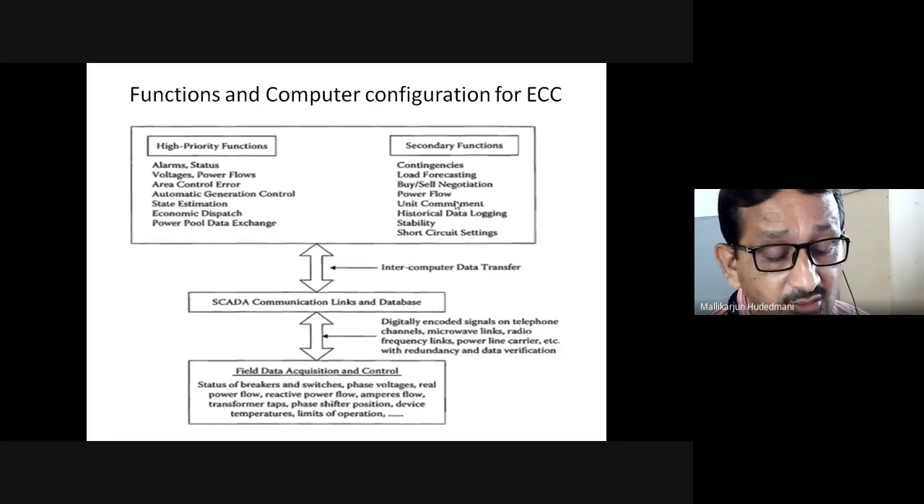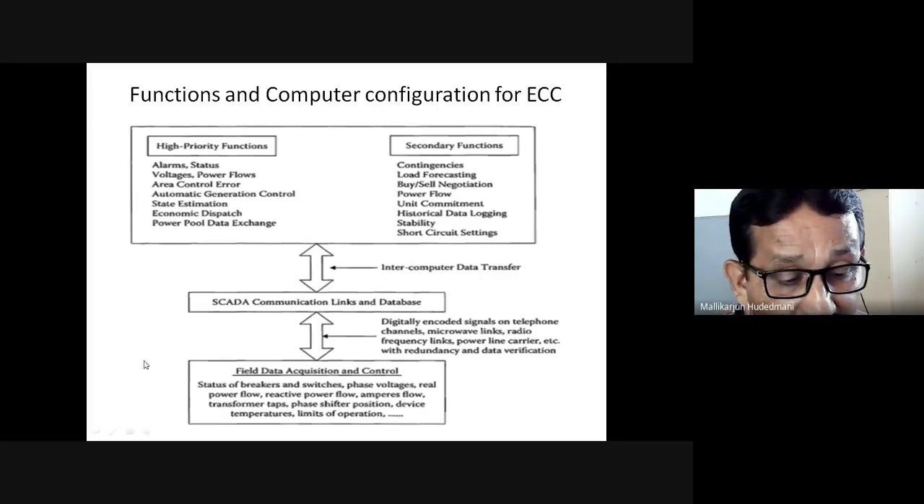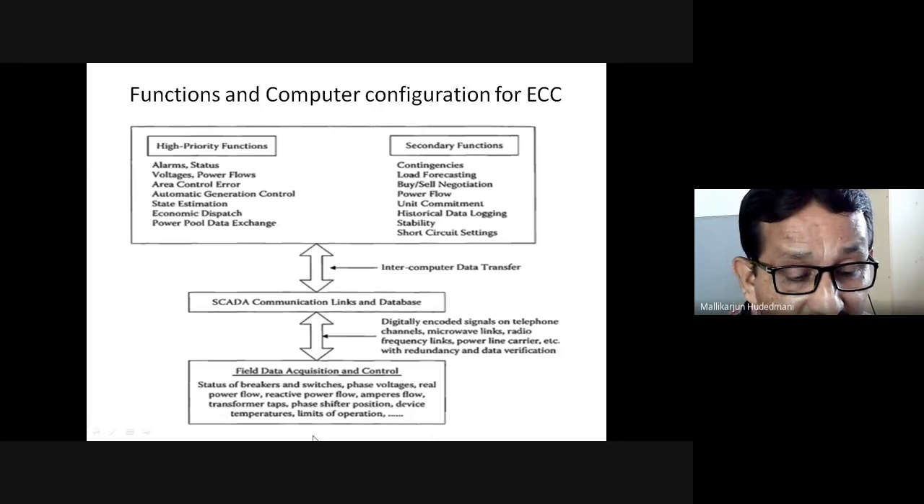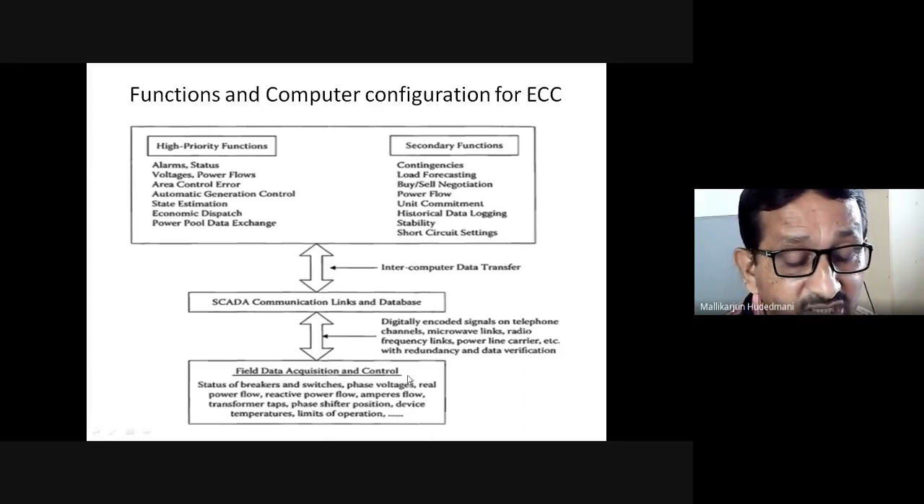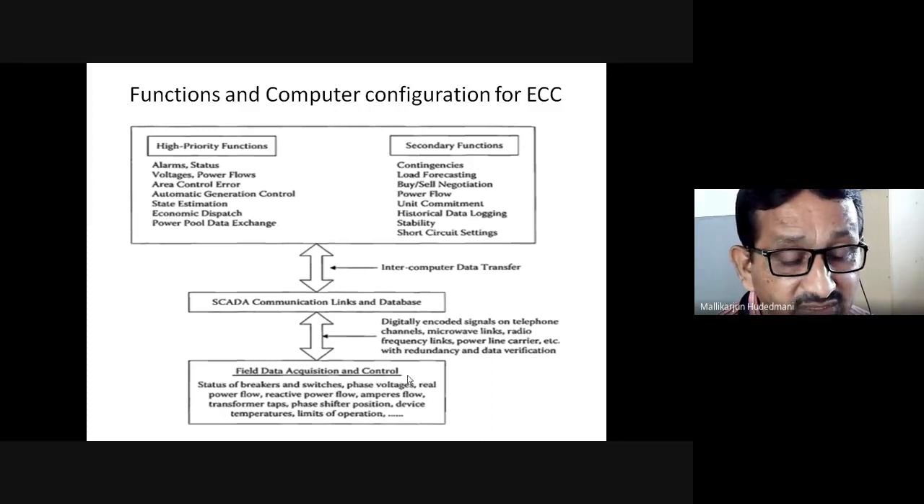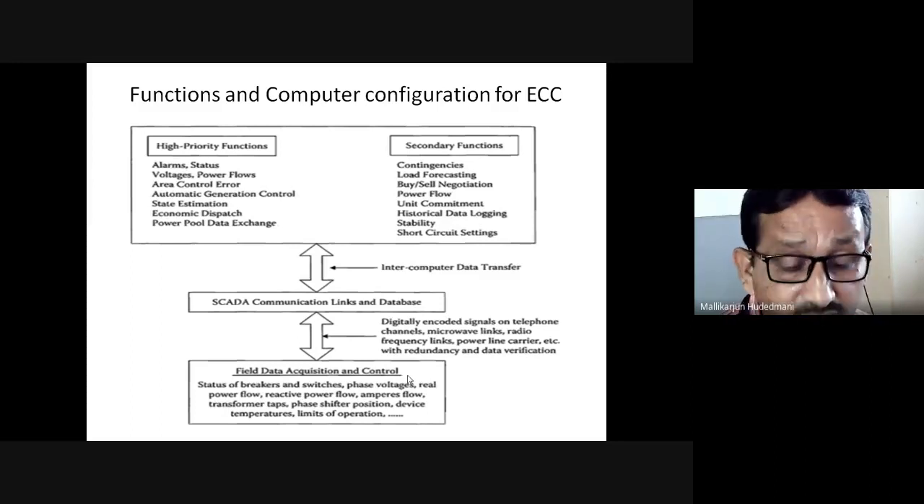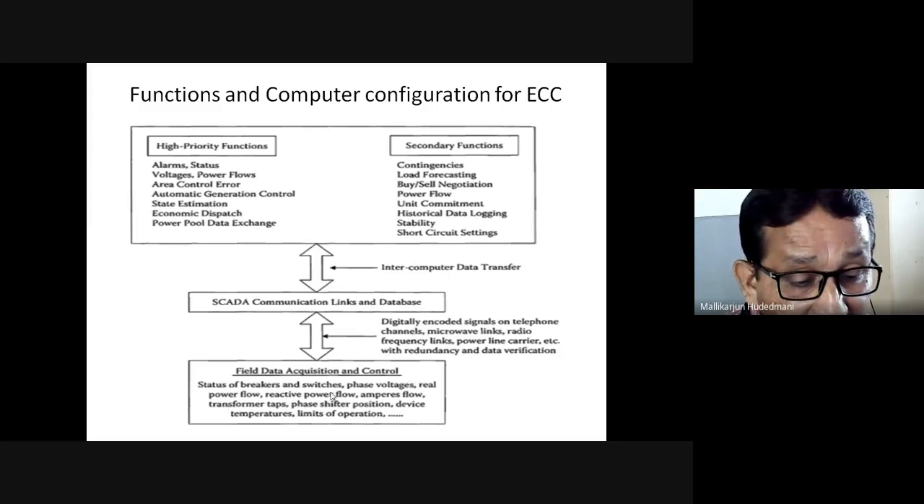Now look from this bottom-top approach. From the bottommost level, it is a remote terminal unit. It means field data acquisition and control. Now imagine the corporate office is an energy control center. The client office is somewhere far away, which is a generating area. From the generating area, what information would you like to take? From the load center, what information would you like to fetch? That is here: field data acquisition and control.